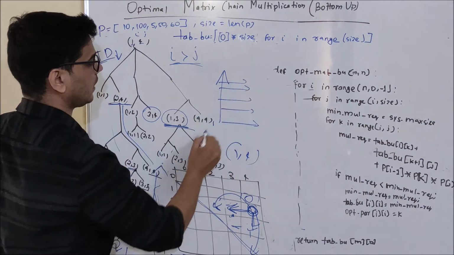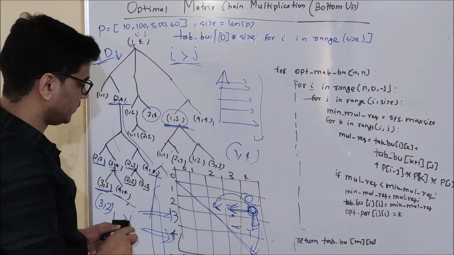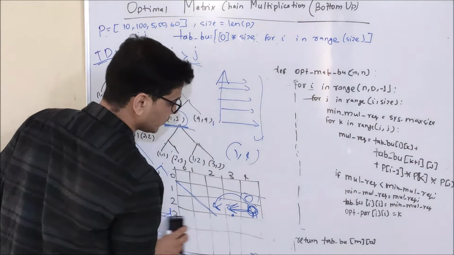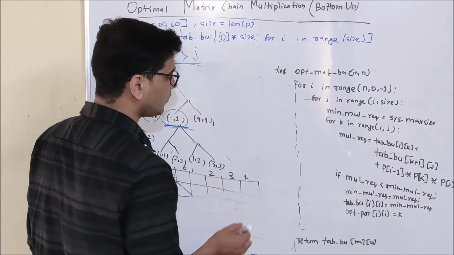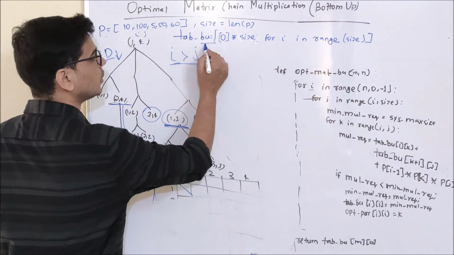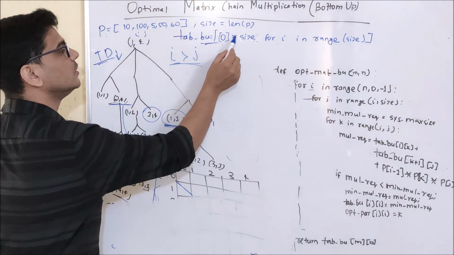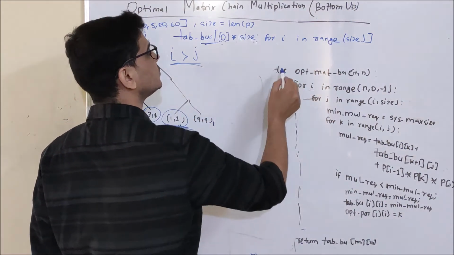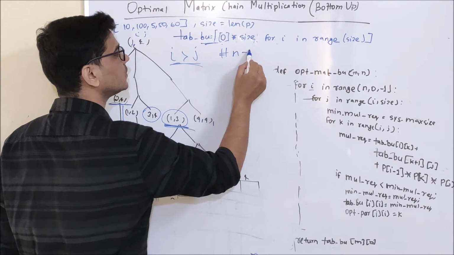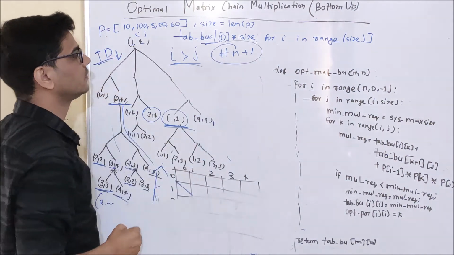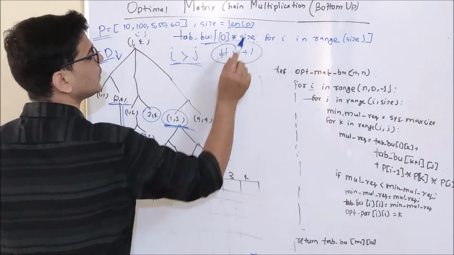Okay, and if I will do this thing, my dependency will be covered. Now let's see this particular code. And one more thing, in this bottom up code, I am using two tables. One is this bottom up table, and I am initializing this particular table with 0: 0 into size for I in range size. And what is size? Size is basically number of matrix plus 1. Okay, and I can find it using length of p.